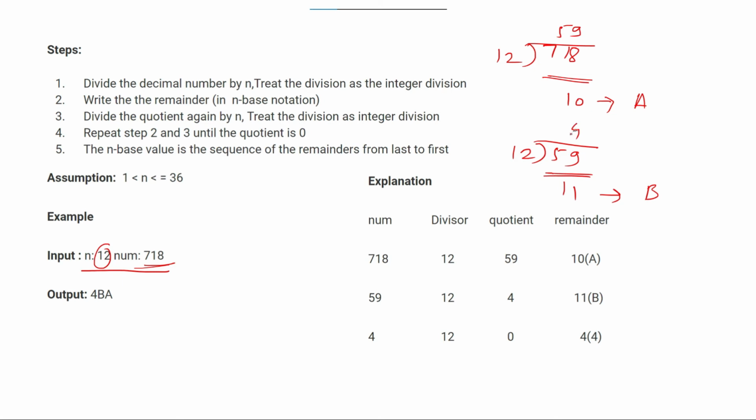Then we have 4. Now we'll divide 4 by 12, so we'll get the quotient 0 and the remainder 4. So that 4 stays 4. Our output is 4 B A. Remember, we have to reverse the output: 4 first, then B, and then A. This is what they have given us, and we are going to implement it.